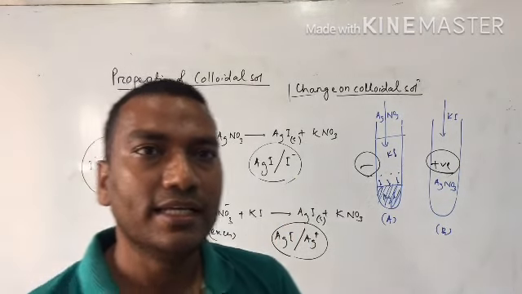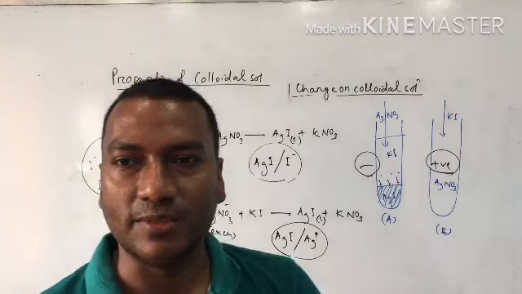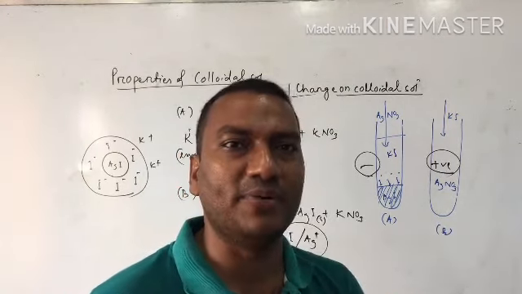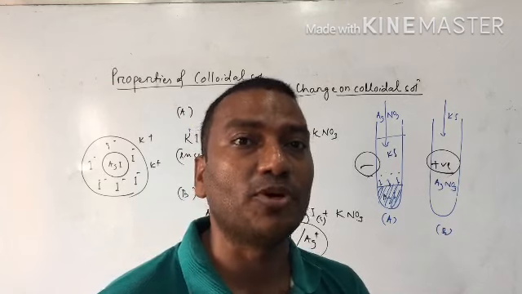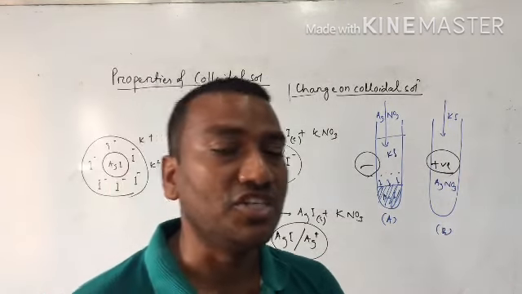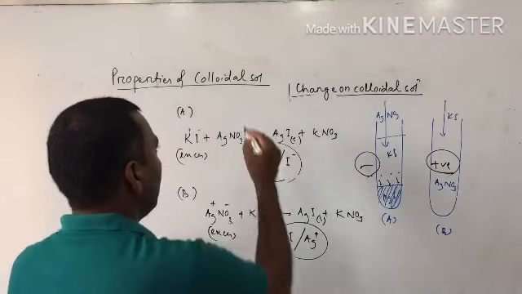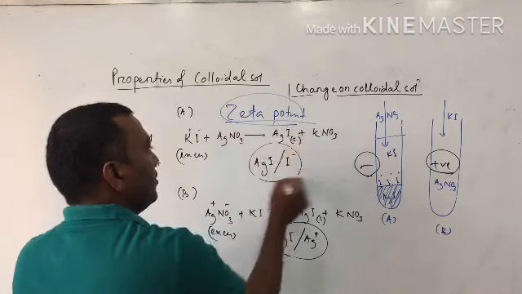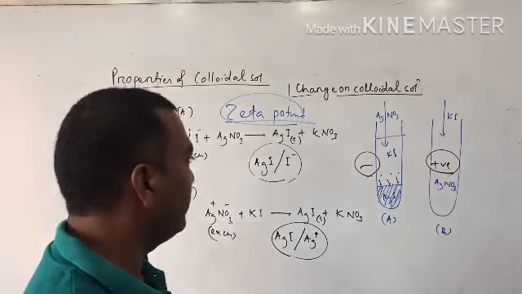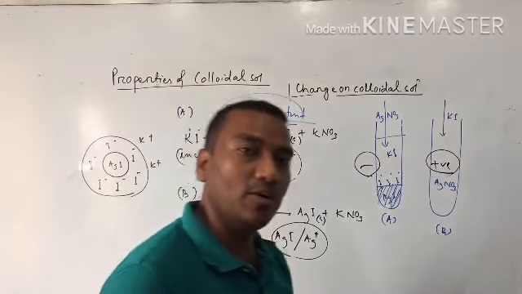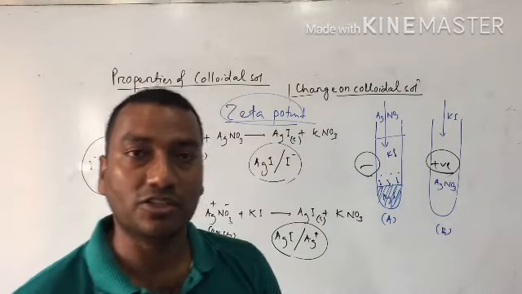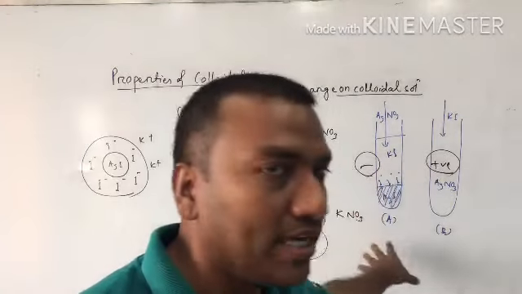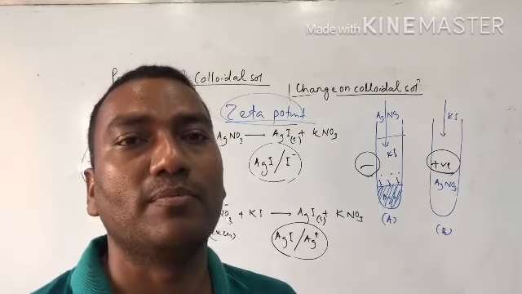And one is positive and another one is negative. So that's why there is a potential difference. That potential difference is known as zeta potential, Z-E-T-A, zeta potential. This is also called a double layer, or the Gibbs-Helmholtz electrical double layer. Understood what is the meaning of zeta potential? So like this, what is the cause of charge? This is one example.